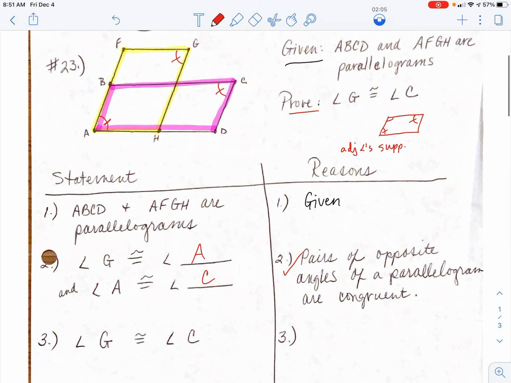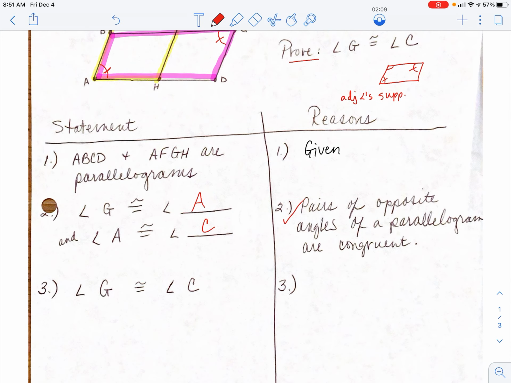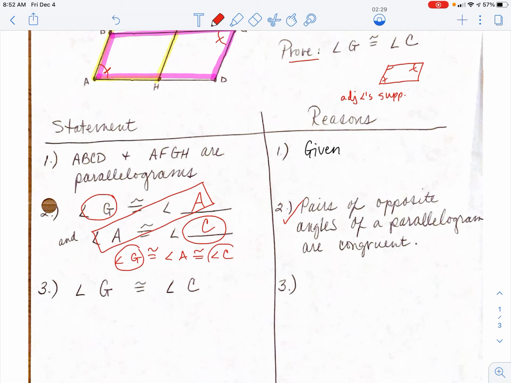And then step number 3 says angle G is congruent to angle C. So how can that be? Well, let's look at step number 2. You're saying right here that angle A is congruent to both G and C. So that means all 3 of those angles would be congruent, right? Let me just jot that down here. Angle G, angle A, and angle C would all be congruent to each other. Well, what we're trying to prove is that these two are congruent.